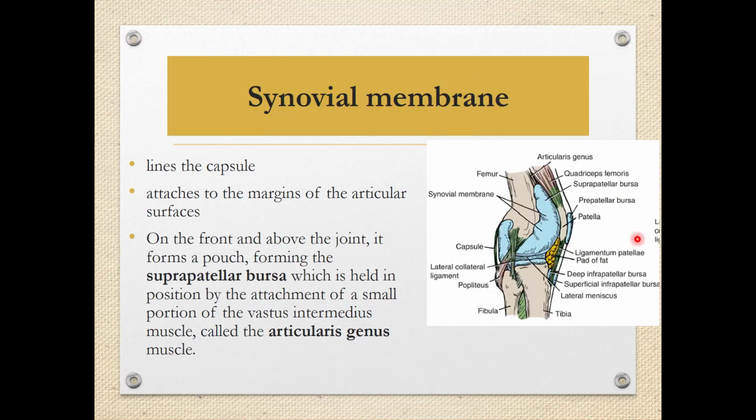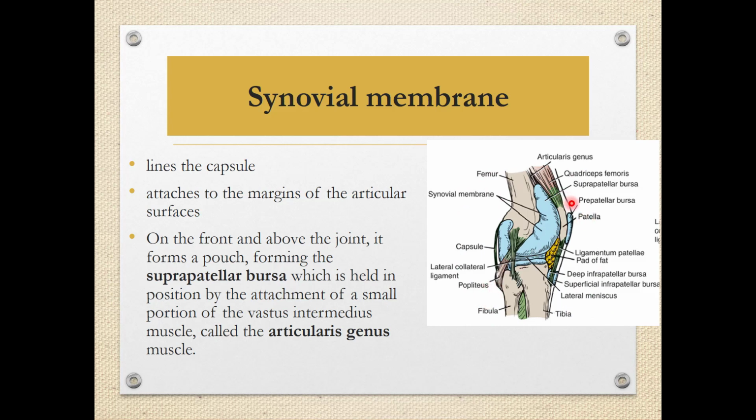Now we will discuss the synovial membrane. The synovial membrane lines the capsule. It is on the inner side of the capsule. It is attached to the margins of the articular surfaces. See here, this is the anterior part of the knee joint and this is the posterior part of the knee joint. This is actually the lateral view.